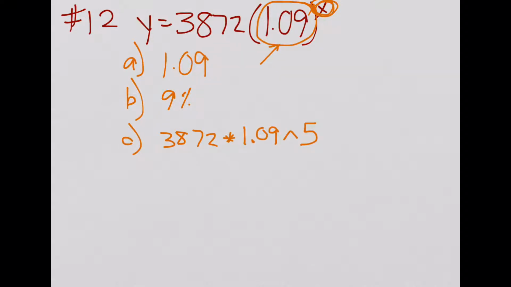Your calculator will know what to do if you enter it like that with the caret sign to raise just the 1.09 to the 5th power. And the answer is like $5,957.55 or something like that. It's not even dollars and cents.